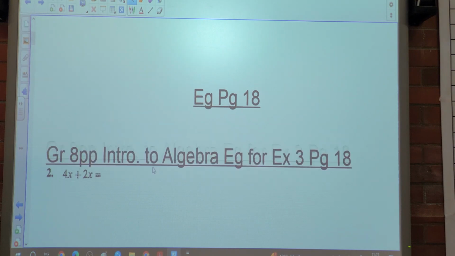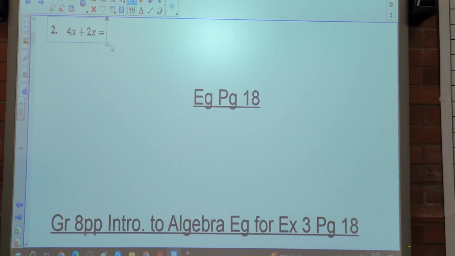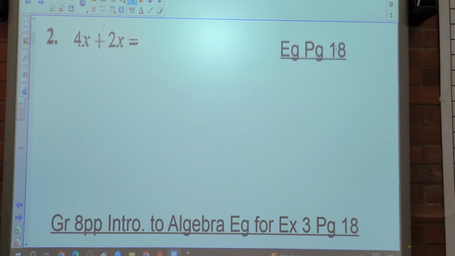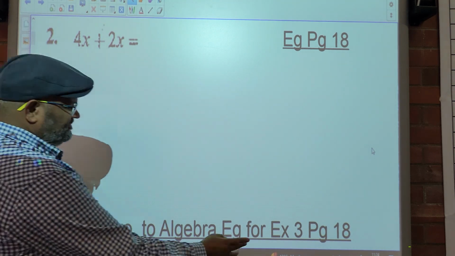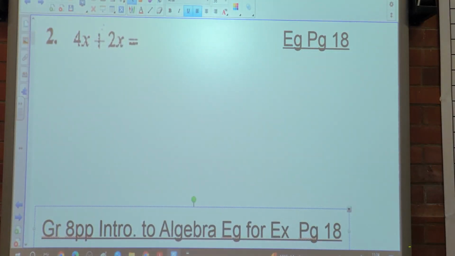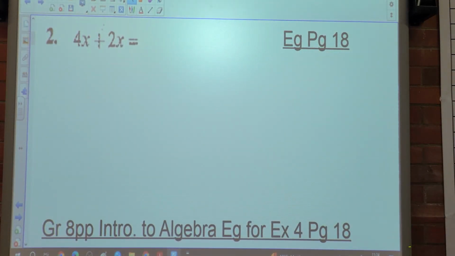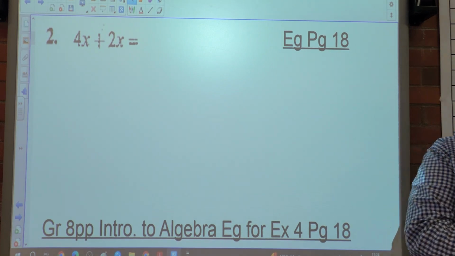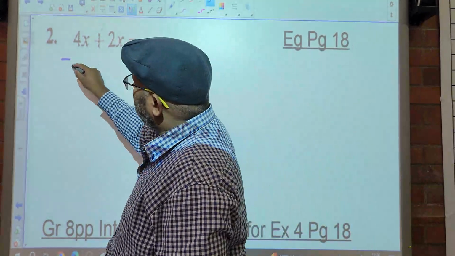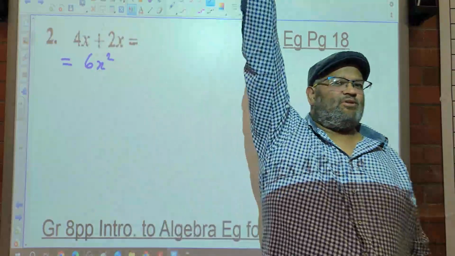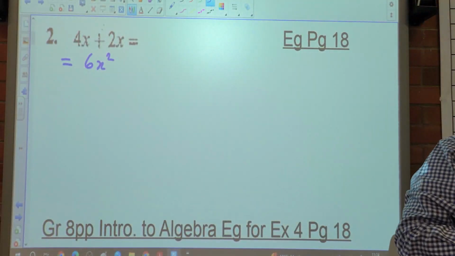Let's look at the next one. Write this down and you answer it in your book quickly. 4x plus 2x. This is exercise 4, no? Examples for exercise 4. Alright, who's next? What is 4x plus 2x, Michael? 6x squared. You all agree with that? Who agrees? Who disagrees?